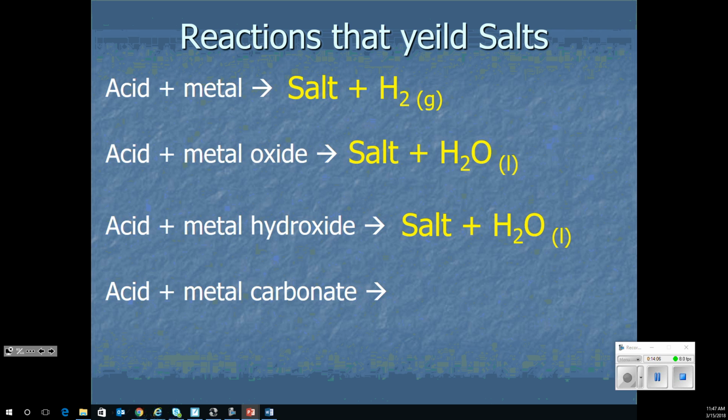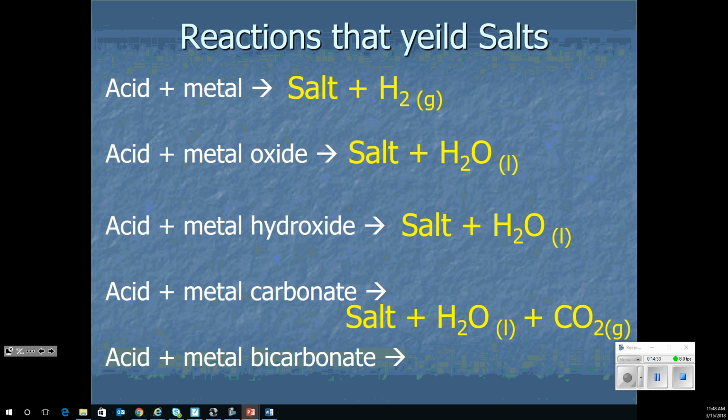If I have an acid plus a metal carbonate, this would be like calcium carbonate or barium carbonate or sodium carbonate. I'm going to get salt plus water plus carbon dioxide. You would think you'd get carbonic acid, but carbonic acid does not stick around very long at all. So we always write carbonic acid as H2O and CO2. Okay, we don't ever write H2CO3 because it really doesn't exist.